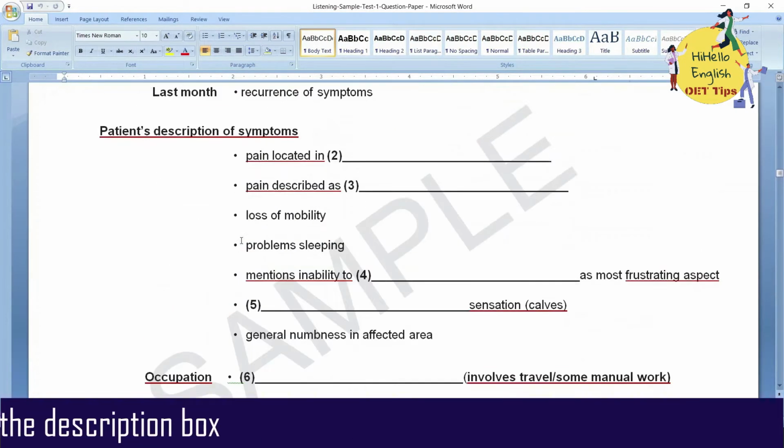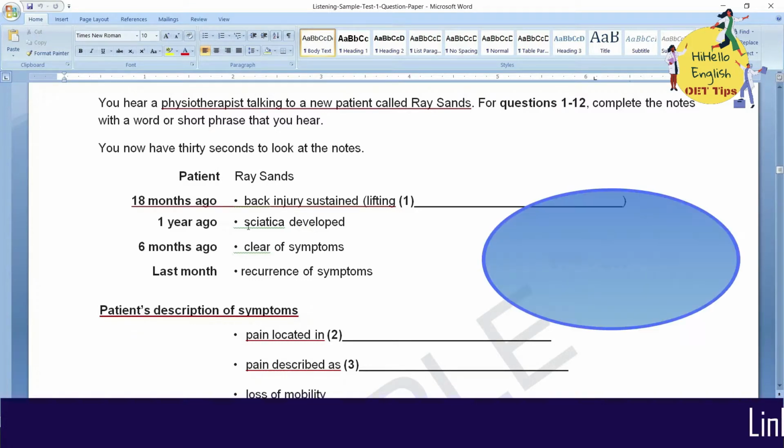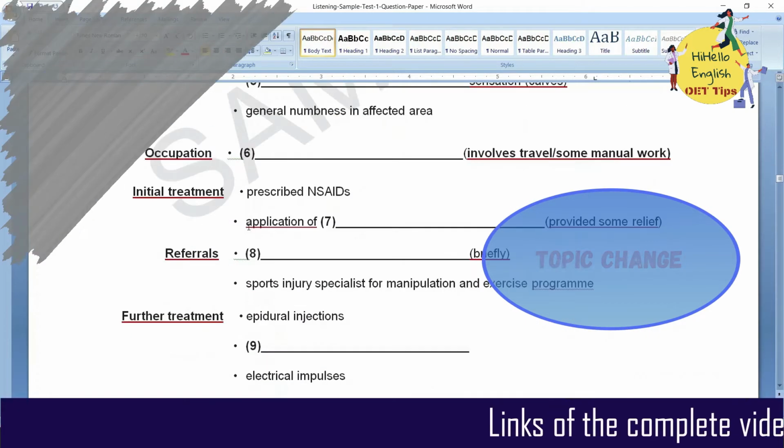One thing I would like to point out here is that if you get a full sentence under a heading, it usually marks a slight change in the topic. However, in this note, there is no such sentence. I just told you for your information.